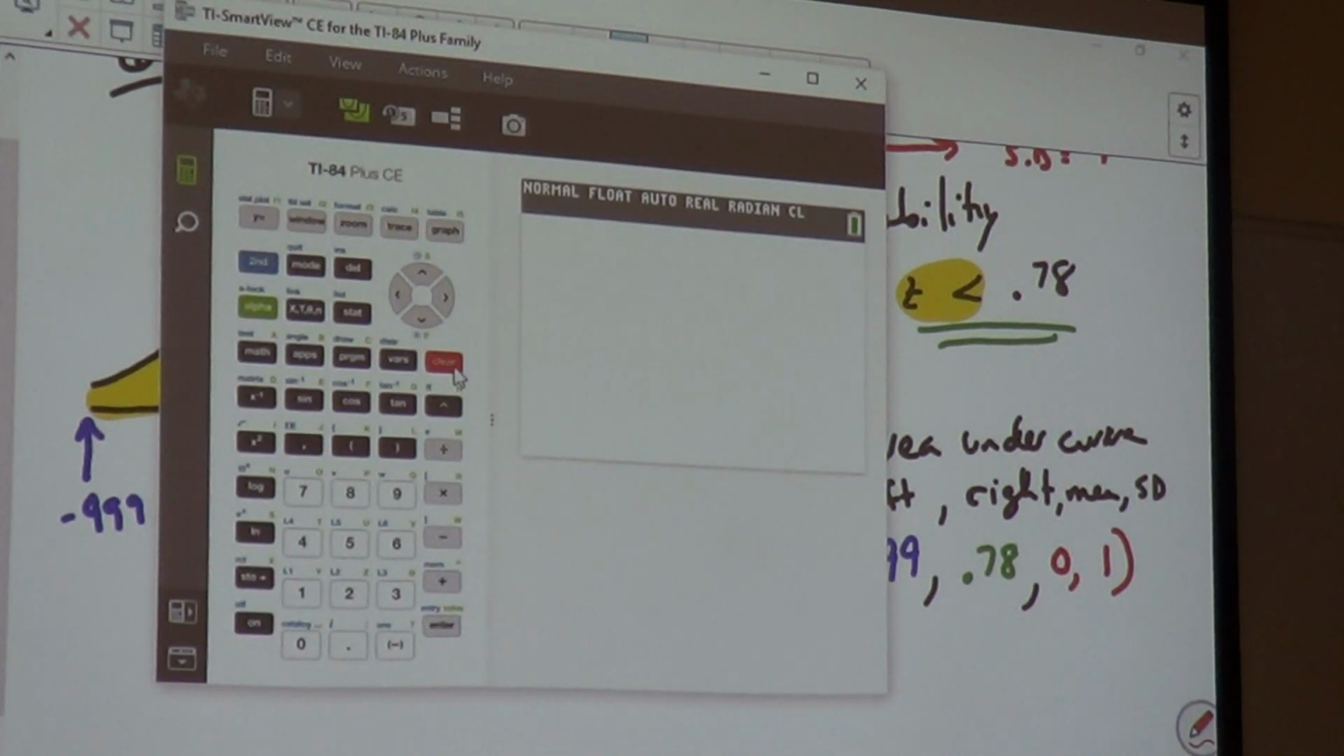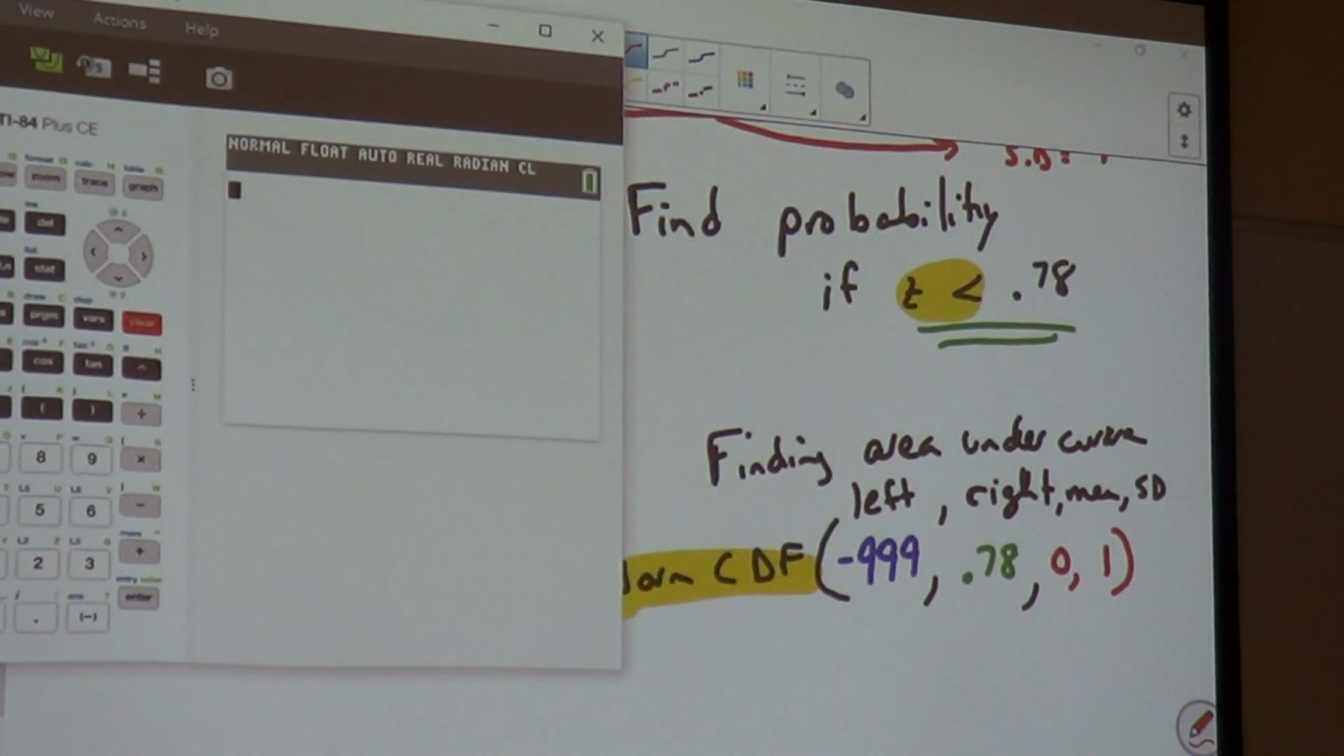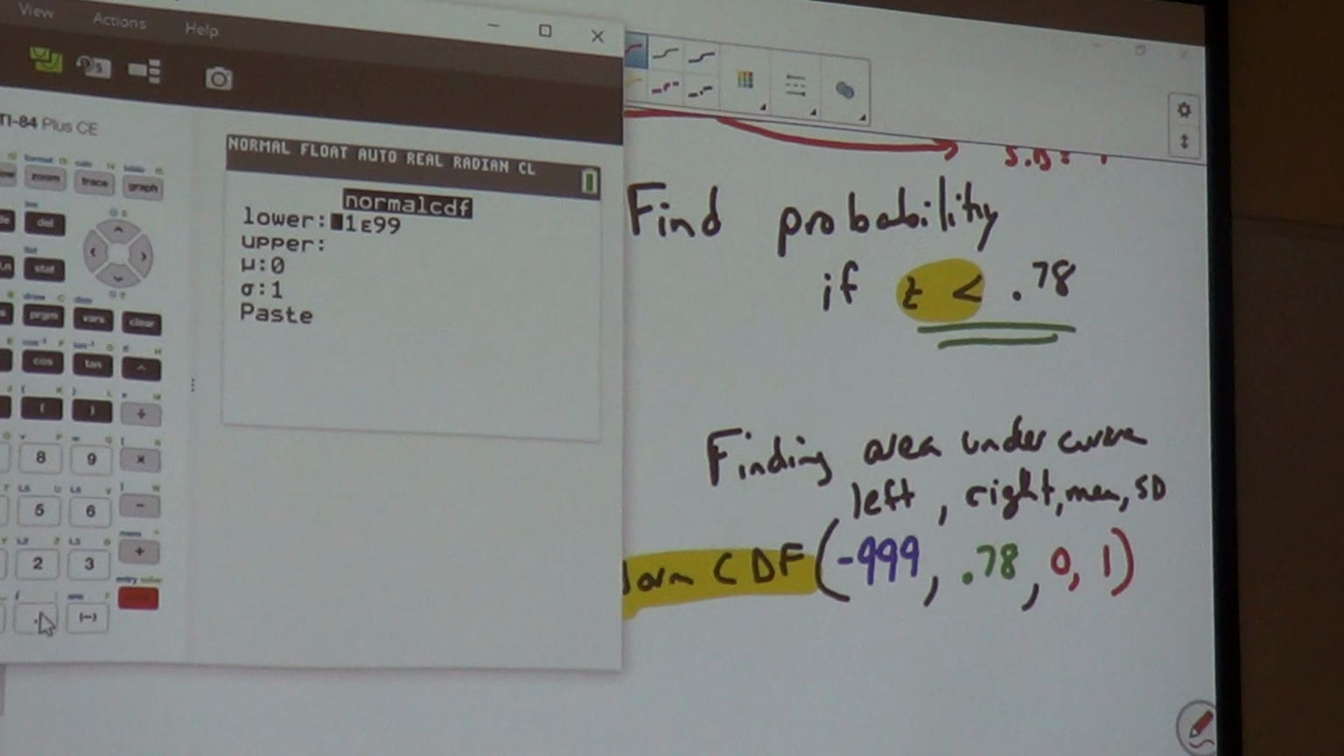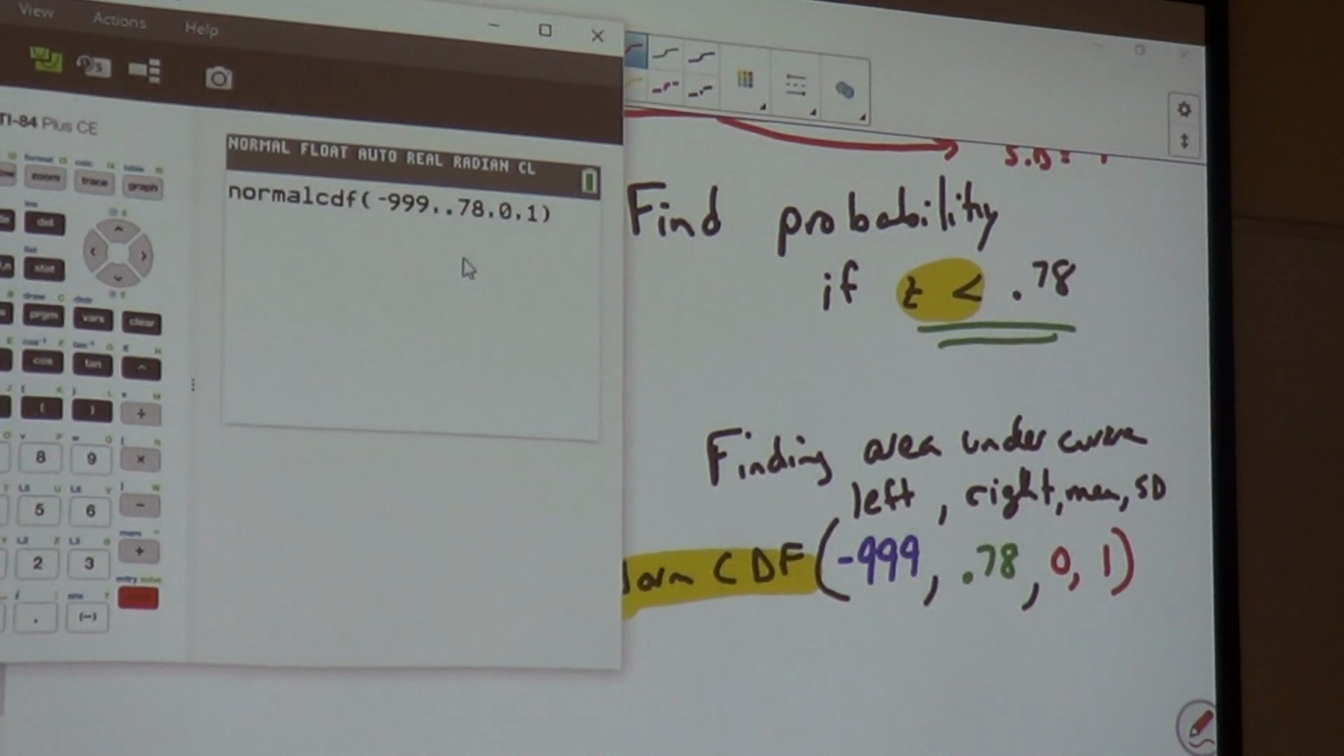Now, the way our calculators are doing right now is we're going to do second VARS. We're going to go down to normal distribution, and it's going to ask us, what is the lower limit? Negative 999. What is the upper limit? 0.78. What is your mean? 0. What is your standard deviation? 1. But when you get on your test, it's going to look like this.